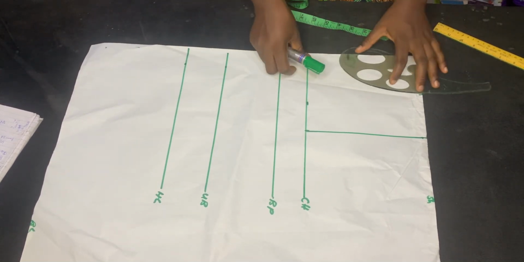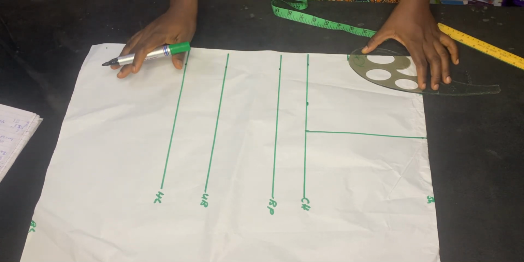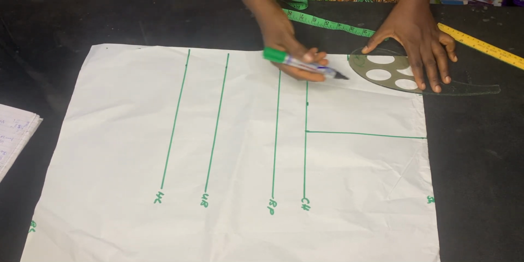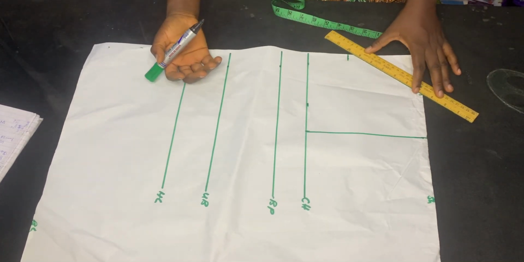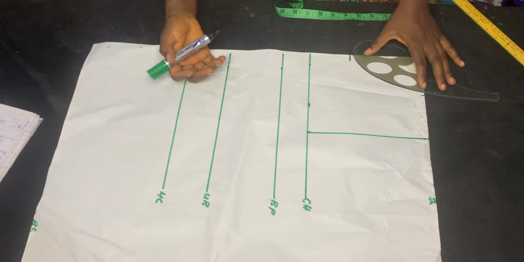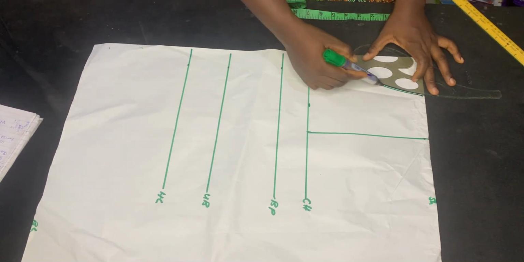So after that, I'm going to connect it like this. But if you don't want to connect it as a round neckline or U neckline, you can just go ahead and make use of your ruler if you want it to be a V neckline, okay? But in this case, I'm going to use my curve rule because I want to have a U neckline, okay?